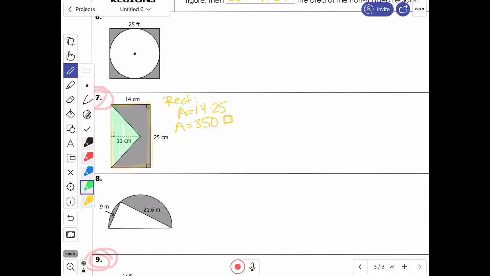Next, I'm going to find the area of the triangle. The area of the triangle has to be 1/2 base times height. And if I'm looking at this, I'm given the height. The height is 11. And then the base is coming from one of the sides of the rectangle. So this side also has to be 25 centimeters, just like it is in the rectangle. So my area formula is 1/2 times 25 times 11. So the area of the triangle is, in fact, 137.5.